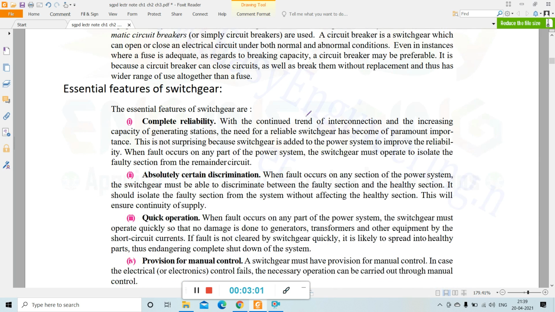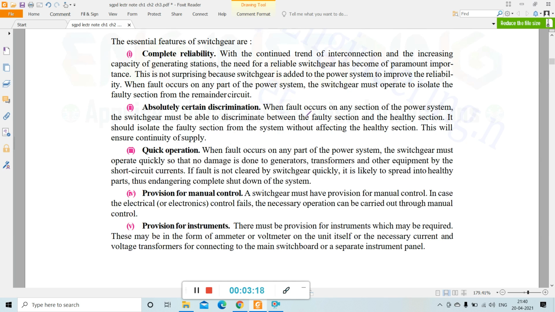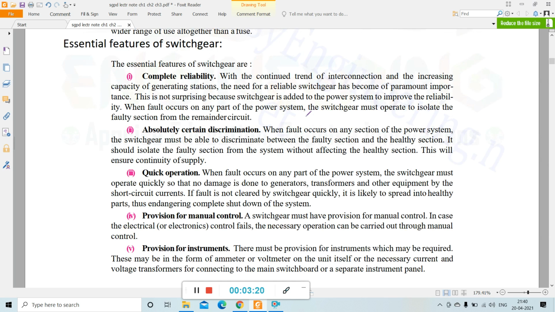Next is the essential features of switchgear. What are the essential features? First one is complete reliability, then absolutely certain discrimination, then quick operation, provision for manual control, and provision for instruments. So these are all the essential features.